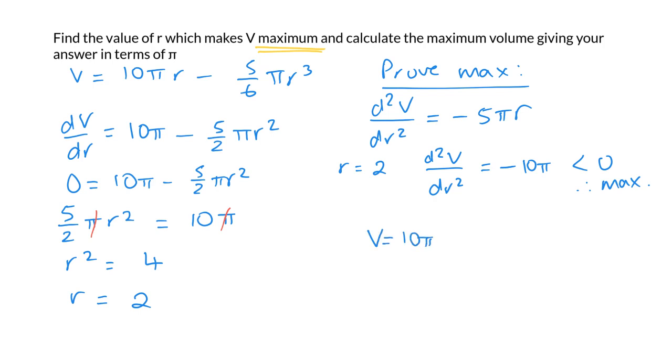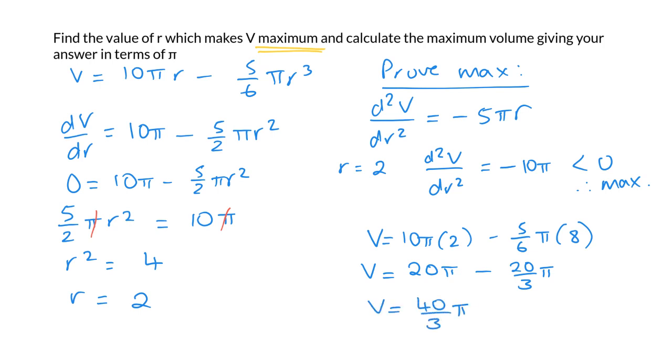So 10 times pi times 2 minus 5 over 6 times pi times 2 cubed, which is 8. And it tells you to leave your answer in terms of pi. Okay, so that's how you can tell it's one of the old questions: you're not asked for 3 significant figures. You have to do this without a calculator. So we've got 20 pi, and that's going to be 20 over 3 pi. And that gives us 40 over 3 pi.